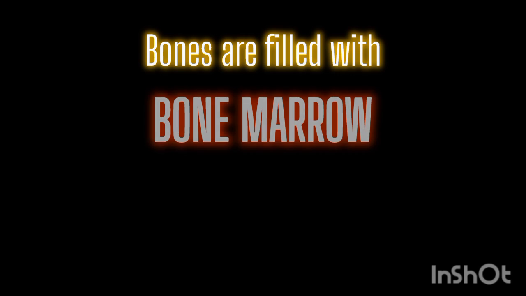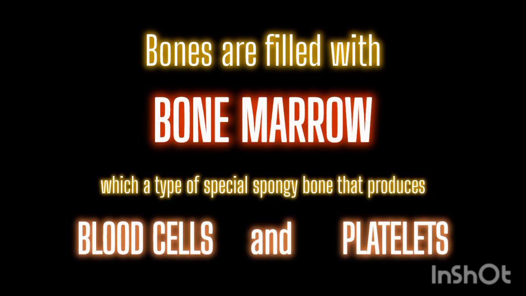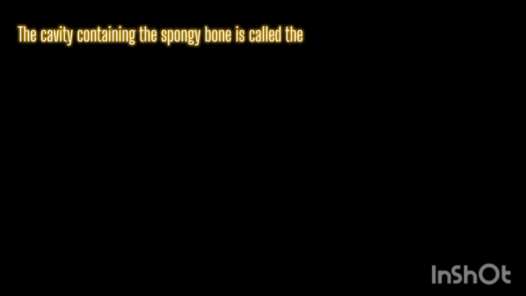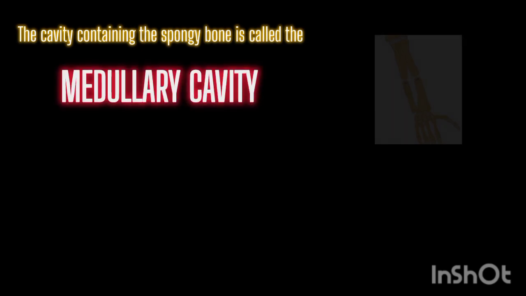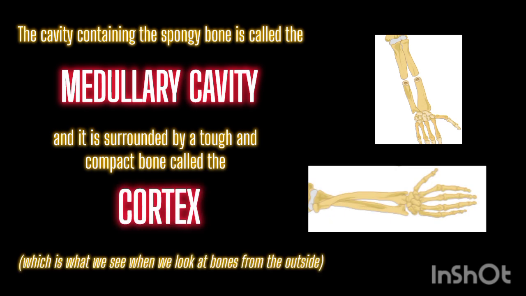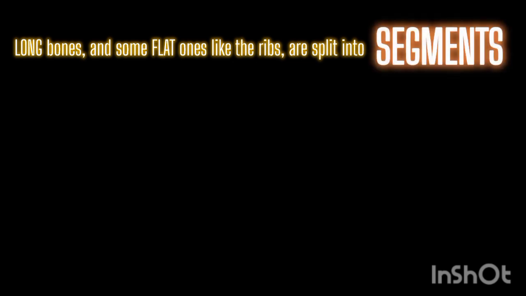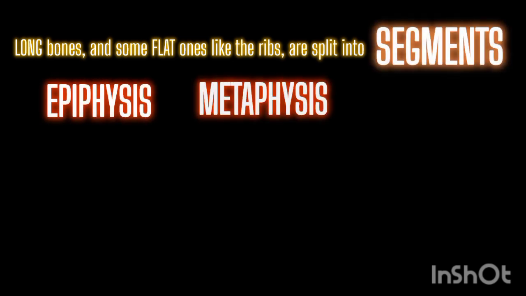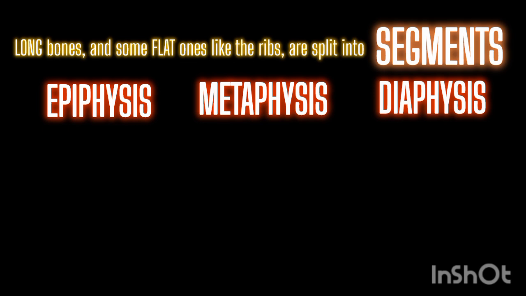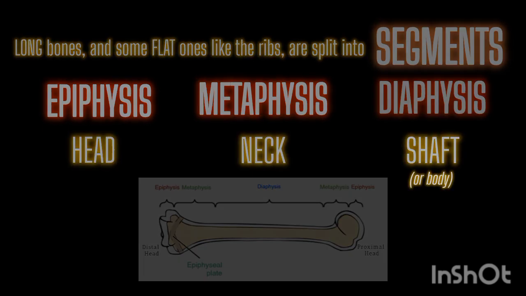Bones are filled with bone marrow, which is a type of special spongy bone that produces blood cells and platelets. The cavity containing this spongy bone is called the medullary cavity, and it is surrounded by a tough and compact bone called the cortex, which is what we see when we look at bones from the outside. Long bones and some flat ones like the ribs are split into segments called the epiphysis, the metaphysis, and the diaphysis. These are also called the head, neck, and shaft, or body, of the bone.